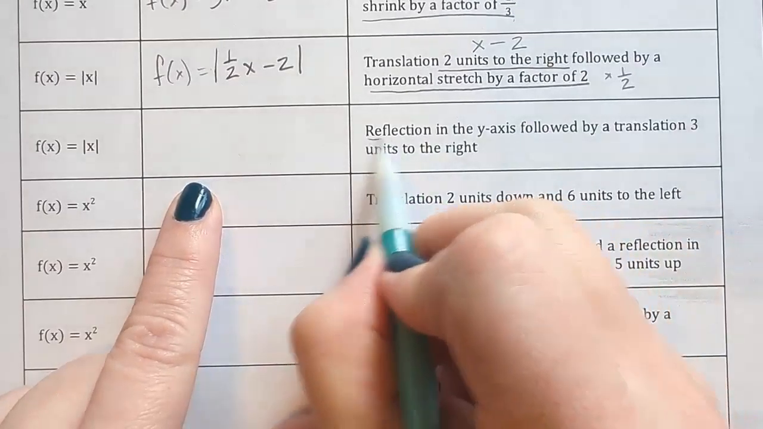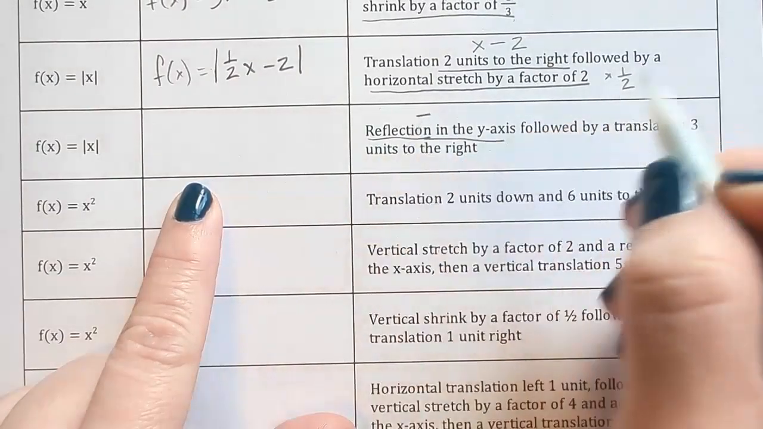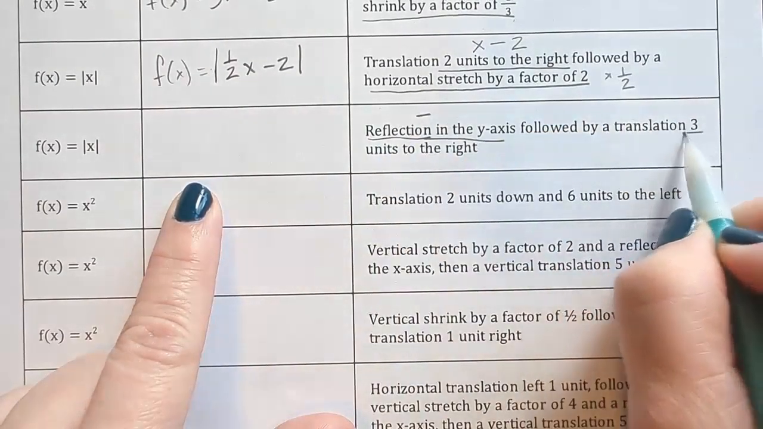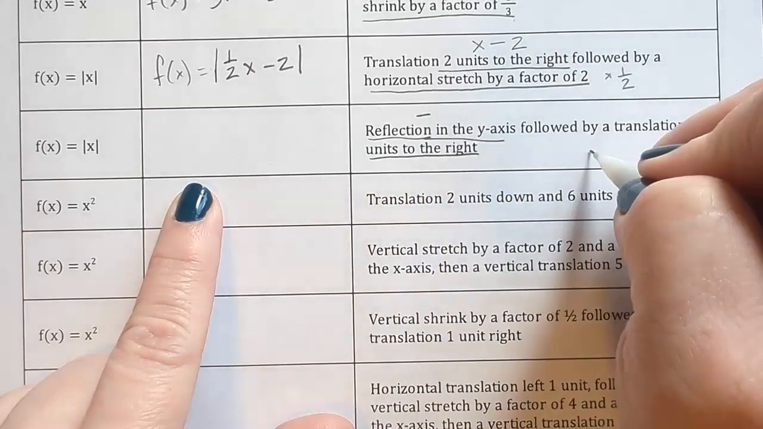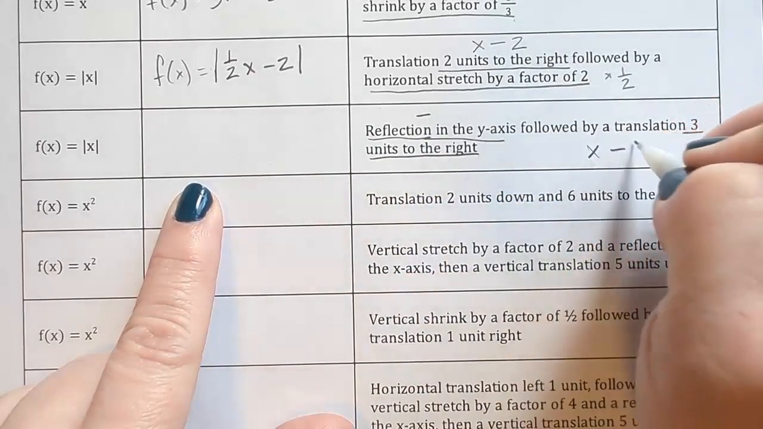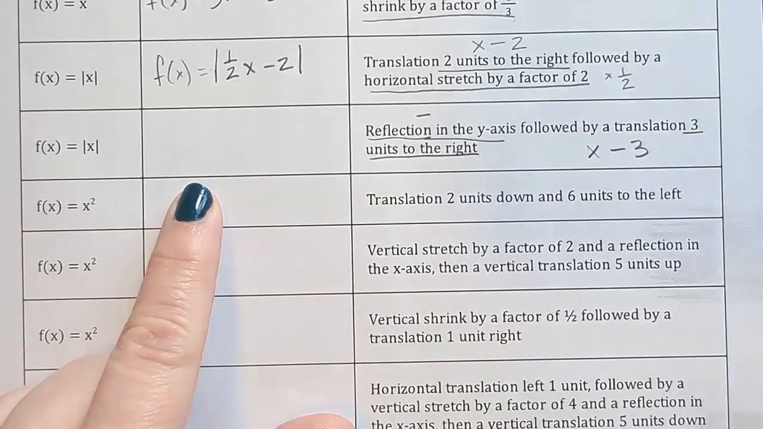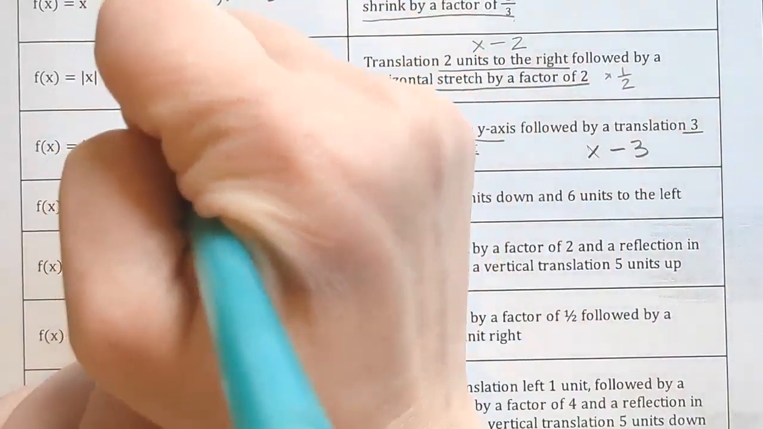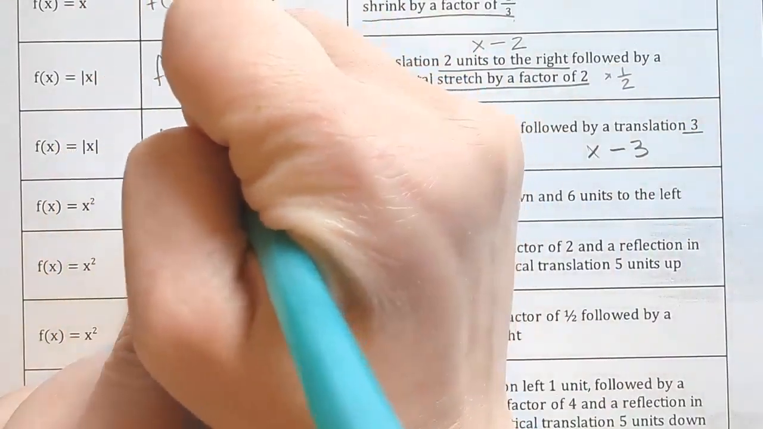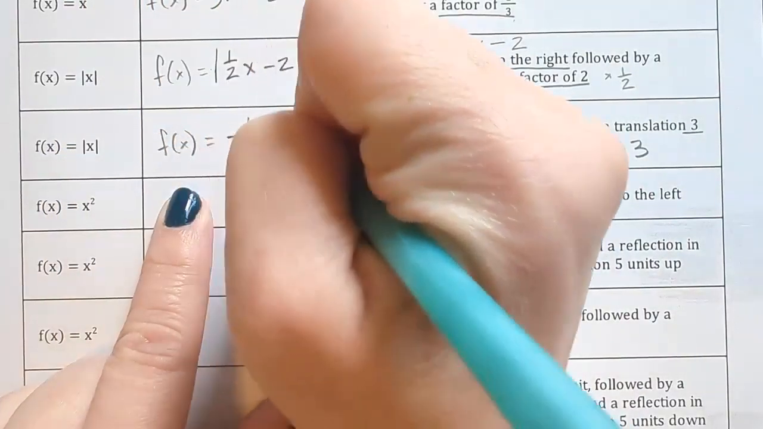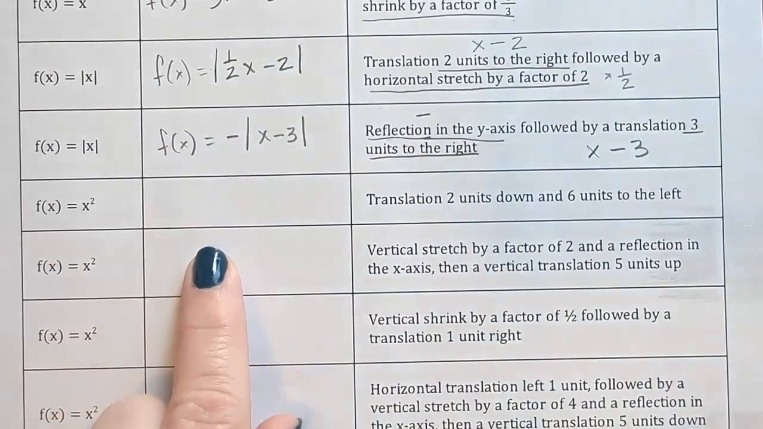Next is this one. And because we're going to have a reflection, that means we need a negative. Followed by a translation 3 units to the right. That means it's going to be x minus 3 to go to the right. So we're going to have f of x equals negative x minus 3, and that is the final answer.